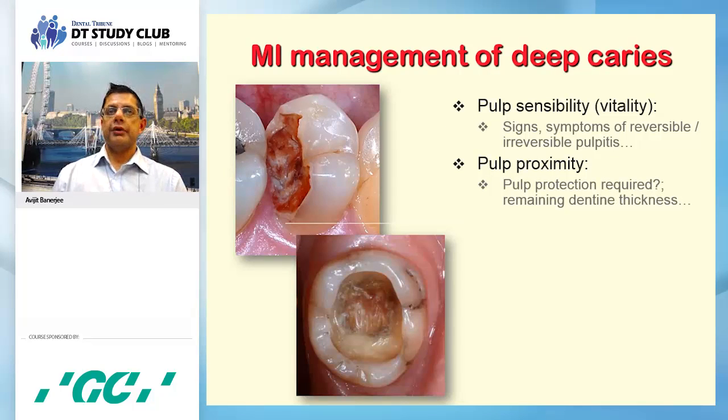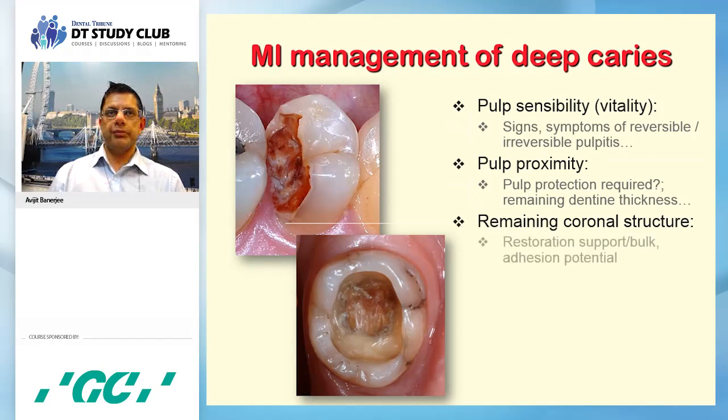Linked with that is how deep the lesion is and how close it is to the pulp chamber itself. Often many studies look at the remaining dentine thickness, which is those tissues that underlie the main lesion as it approaches the pulp. The argument being the thinner the remaining dentine thickness, the worse the prognosis of the pulp. Yet I will show you some data shortly that might counteract that argument.